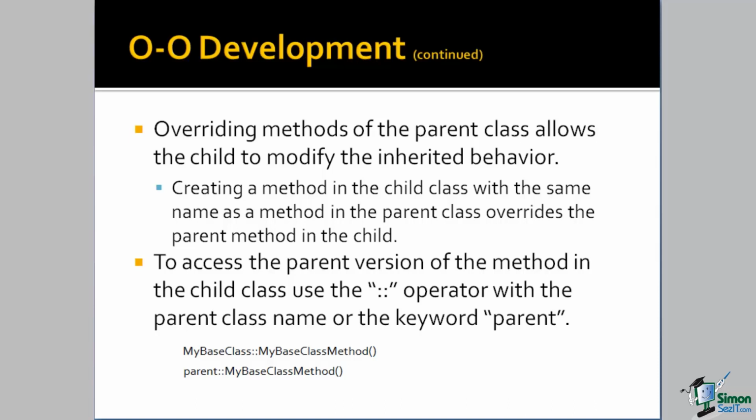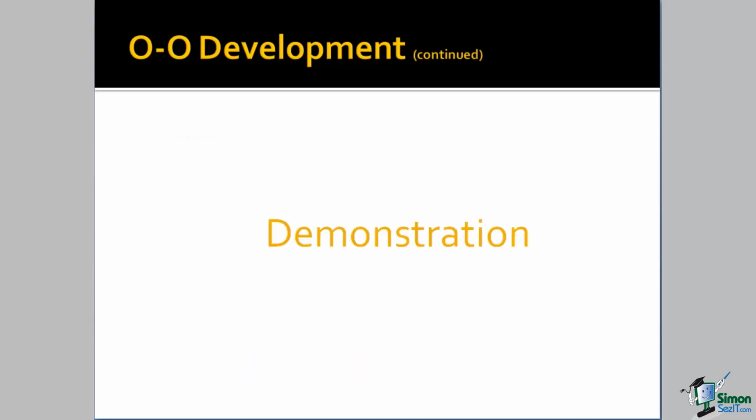However, there are circumstances where within the child class, we may want to access the functionality of the parent class method within our override method. To do this, we use the keyword parent and 2 colons, parent::, and the name of the base class method that we're calling. This tells PHP that we want to go up the hierarchy chain and execute the code in the parent's function of that name. So let's go look at some code.